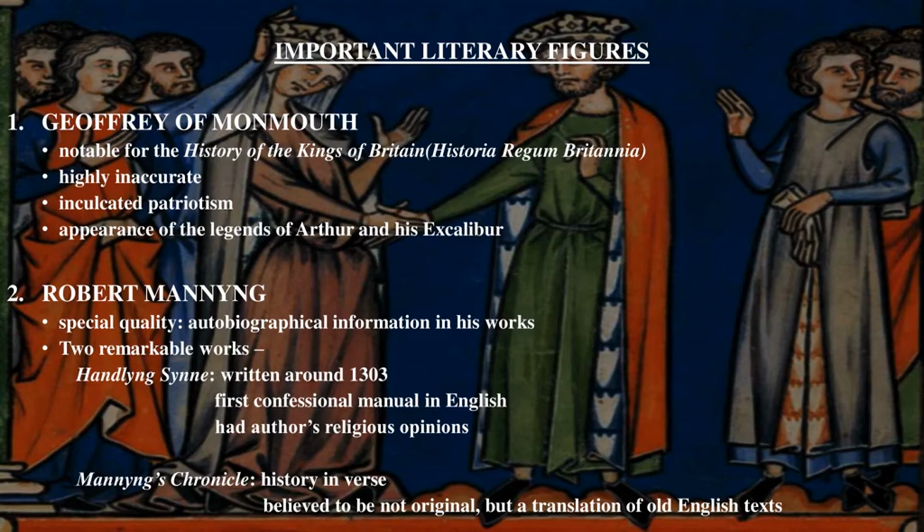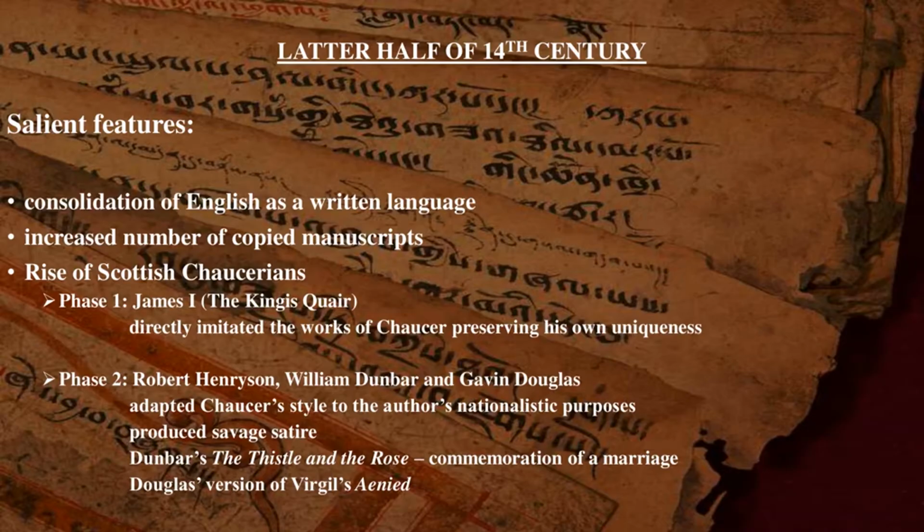Handlyng Synne is considered to be the first confessional manual in English. This work also has a religious coloring of the author's own opinions on religion. Manning's Chronicle is history written in verse. Later historians and literary critics believe that this work isn't original but a mere translation of earlier texts. Nevertheless, it holds a special place in the history of English literature.